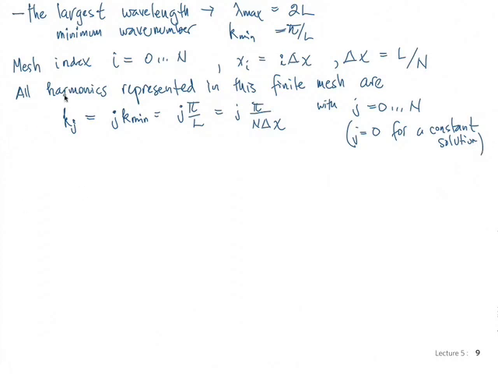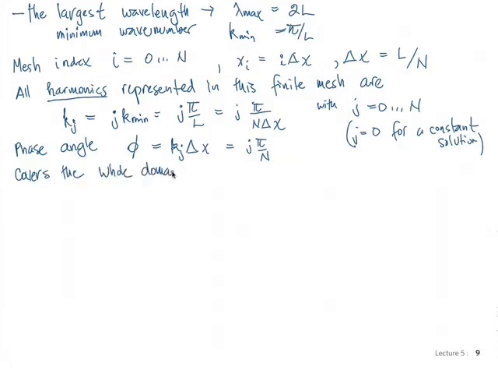And so here we have all the possibilities of the harmonics that can be represented in this finite mesh, and we define a phase angle phi as k_j delta x, or j pi over n. Now this is the whole domain. The domain for the phase angle goes between minus pi and pi, and we have steps of pi over n for the phase angle.